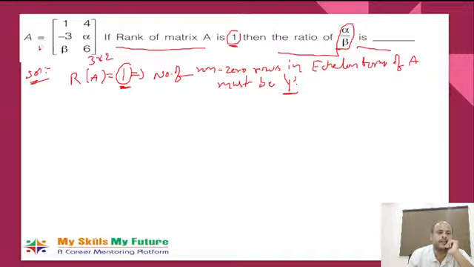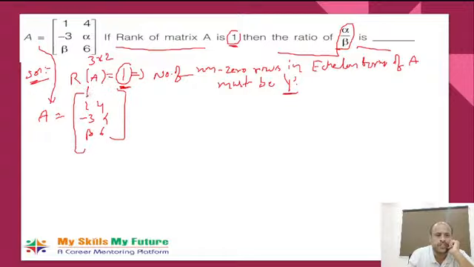So first let me change this into echelon form. The given matrix A is 1 4, minus 3 alpha, beta 6. To change to echelon form, in the first column, under the first element, let me make these elements 0. To make minus 3 into 0, first row multiplied by 3, then add to the second row. Now the second row becomes: first row will be the same, 1 4. This is multiplied by 3: 3 into 1 is 3, 3 plus minus 3 is 0. 3 into 4 is 12, 12 plus alpha is alpha plus 12.